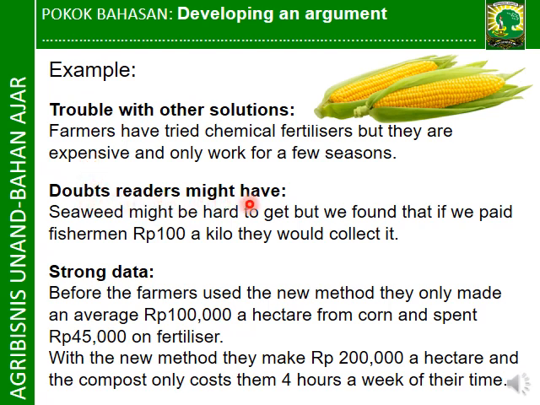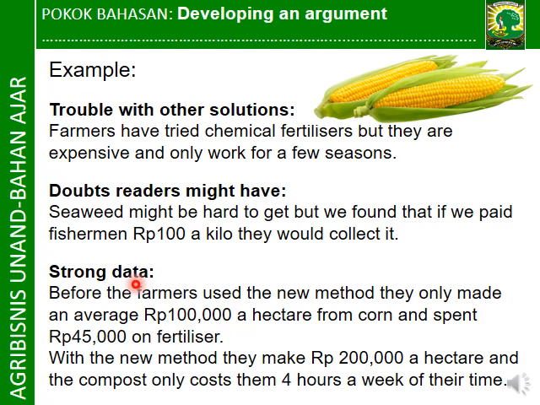Secondly, what doubts readers might have. Sementara si pembaca, dia mungkin pikir, tapi di mana dapat rumput laut untuk para petani? And so we answer this question in the text. Seaweed might be hard to get, but we found that if we paid fishermen 100 rupiah a kilo, they would collect it. Berarti rumput laut didapatkan dari nelayan.